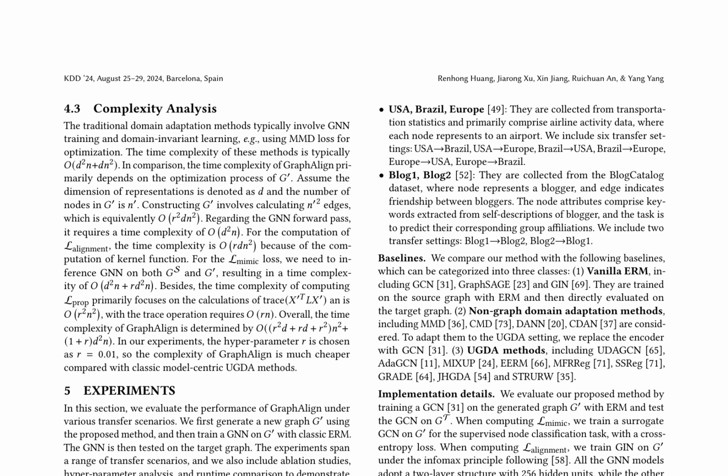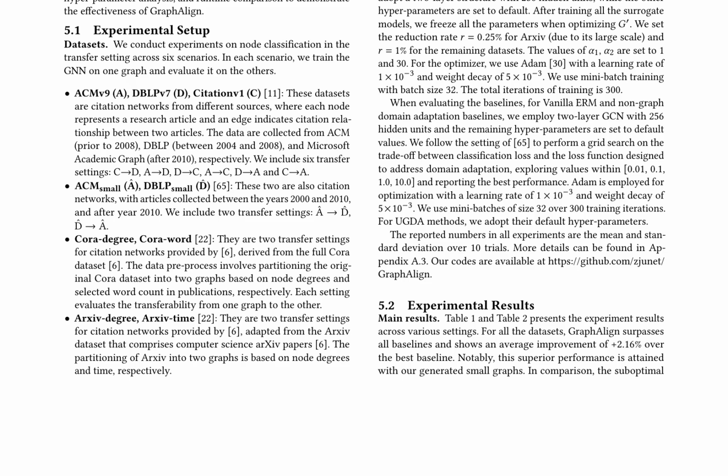graph. They show that the time complexity of GraphAlign is much cheaper compared to traditional domain adaptation methods. The paper conducts extensive experiments on 6 transfer scenarios, including node classification tasks on citation networks, transportation networks, and social networks. The results demonstrate that GraphAlign outperforms various baselines, including vanilla URM, non-graph domain adaptation methods, and UGDA methods, with an average improvement of plus 2.16% over the best baseline.